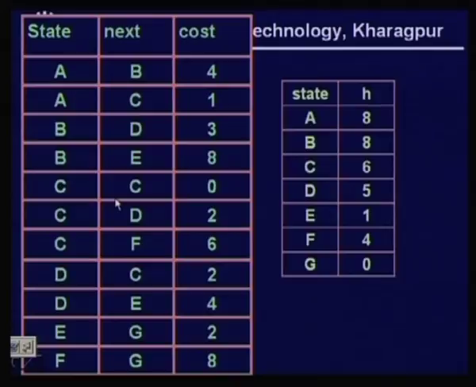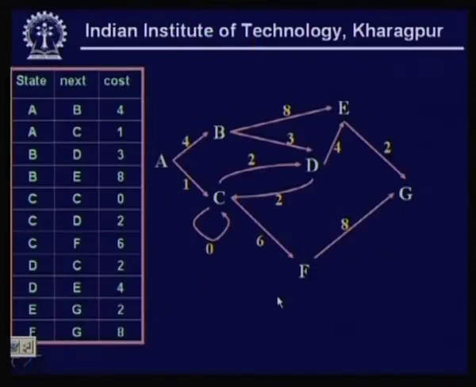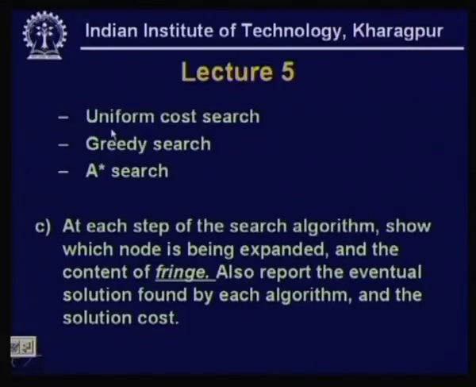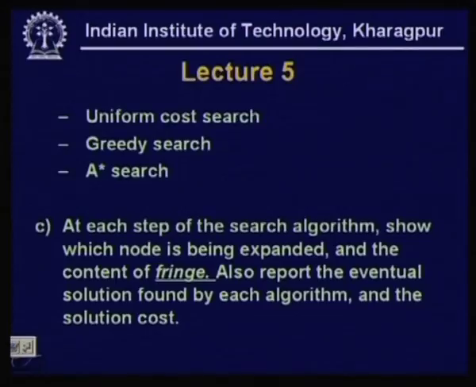Now, given this state transition diagram, we have to work out different search strategies. In fact, 3 search strategies. Number 1, uniform cost search, number 2, greedy search, and number 3, A star search. And you have to show at each step of the search algorithm the node which is being expanded and the content of fringe. Also, you have to find out the eventual solution discovered by the specific search algorithm and the solution cost that is achieved.